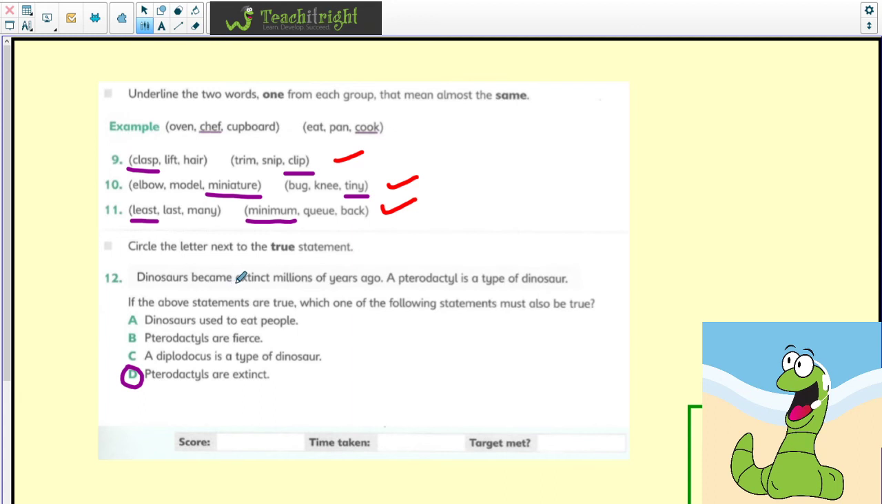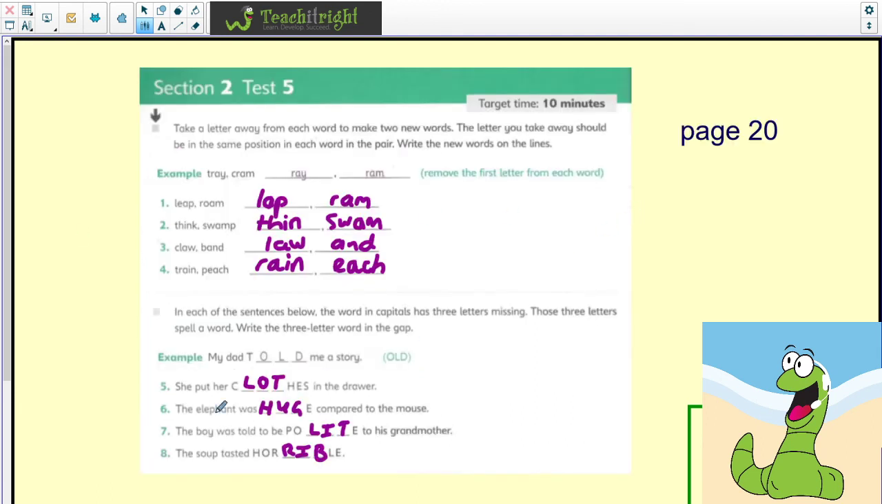pterodactyls here. So dinosaurs became extinct millions of years ago. A pterodactyl is a type of dinosaur. Pterodactyls are extinct, yes, because dinosaurs are. So that was the true statement, 12D. And then the last test, I think this is the last one we're going to go through.